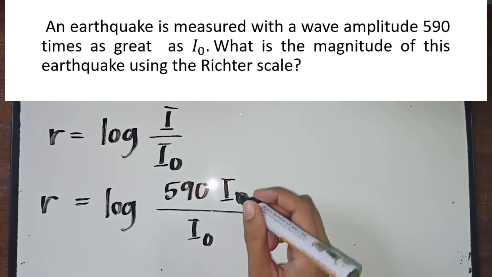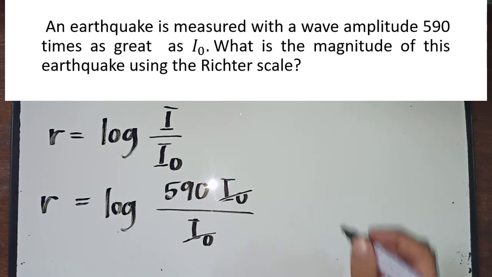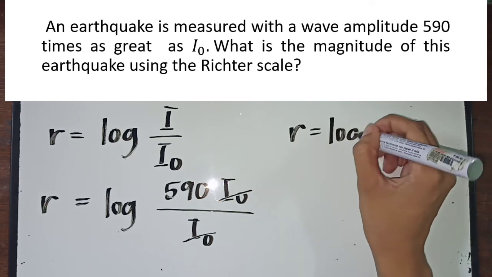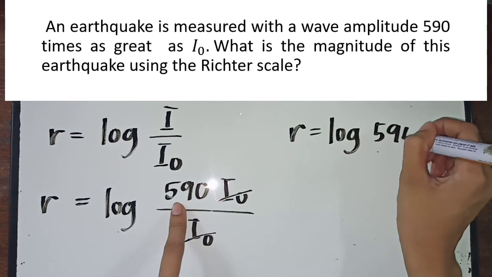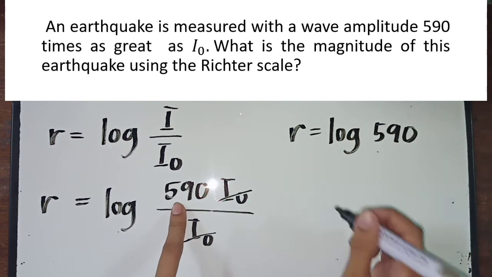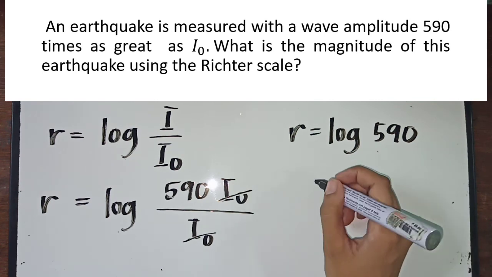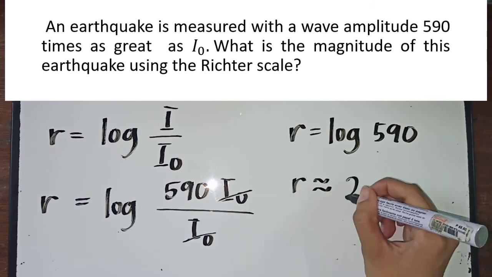Now, I can cancel I sub 0. What is left? We have R is equal to the logarithm of 590. If you evaluate this logarithm of 590, it is approximately equal to 2.77.